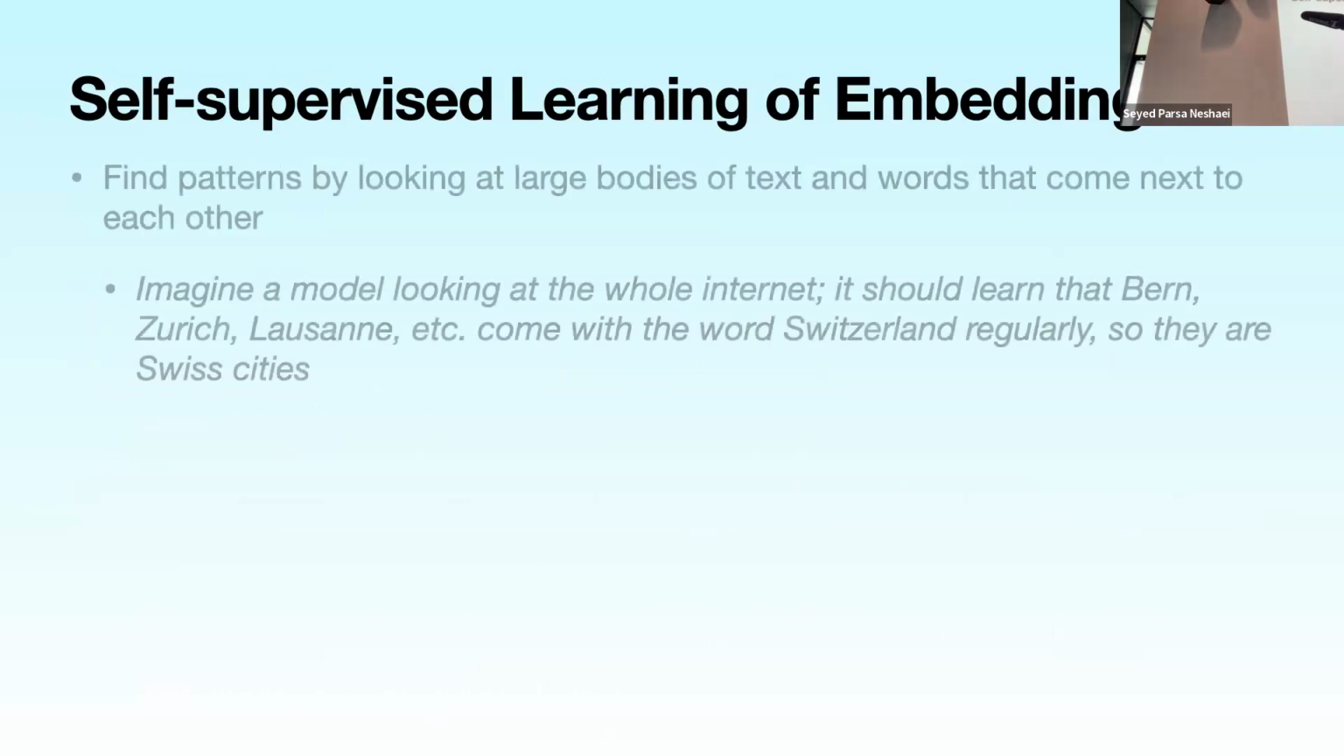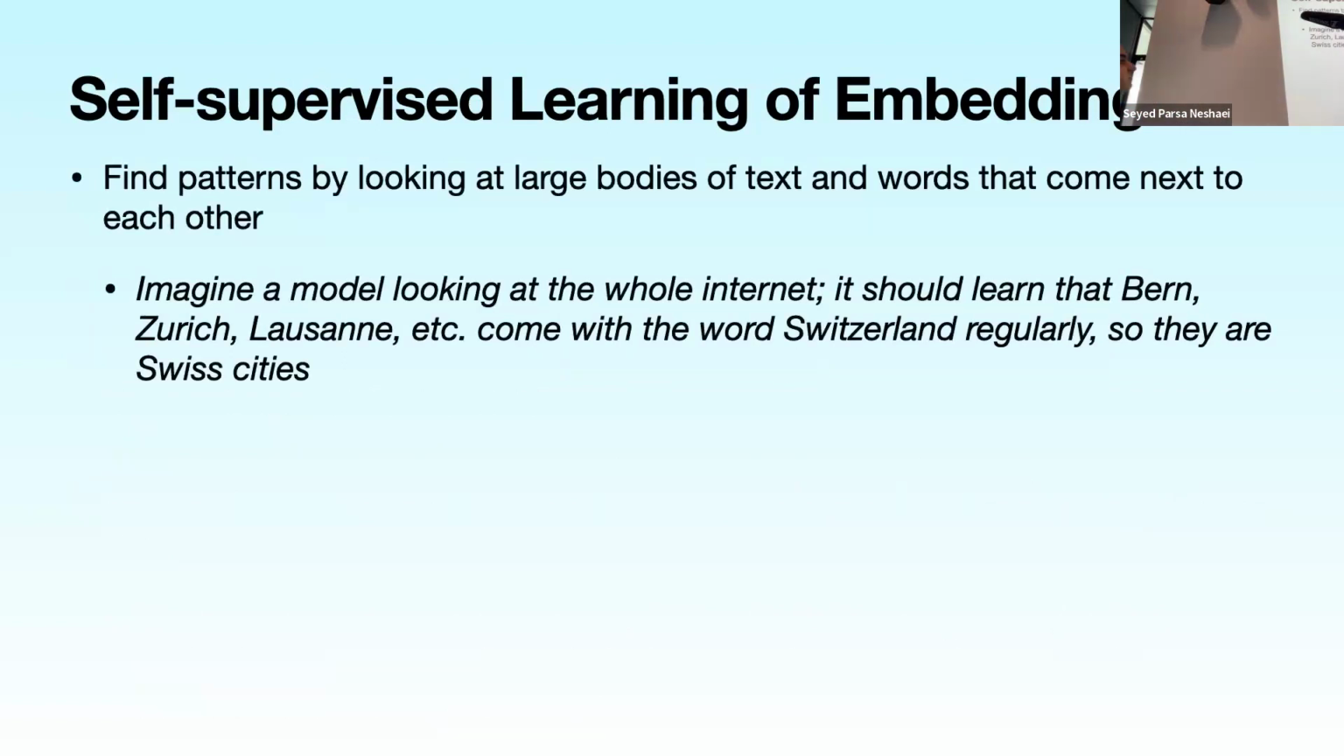Imagine we have the whole Wikipedia text and we want to learn something from that data where we don't have labels. We usually call this self-supervised, which means that it is not supervised, but it's supervised from its own data. Here, we want to find patterns by looking at large bodies of text and, importantly, words that come next to each other or close to each other. This is the whole idea behind most of the embedding methods. We look at a lot of text and find words that co-occur with each other.